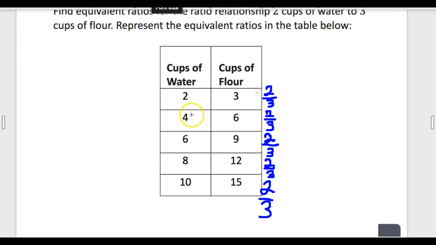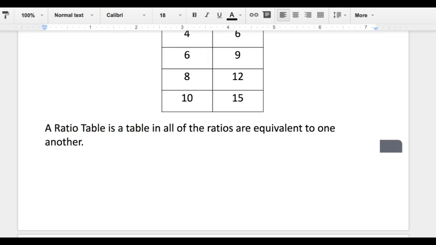So if we were to look at it again, we could say that all of these ratios, when we write the value of each one and we simplify it, come out to 2/3. Very interesting. What we've created here is called a ratio table. It's a table in which all of the ratios are equivalent to one another. Here it is written down. Go ahead and pause the video and write it onto your paper so that you have a definition of a ratio table.